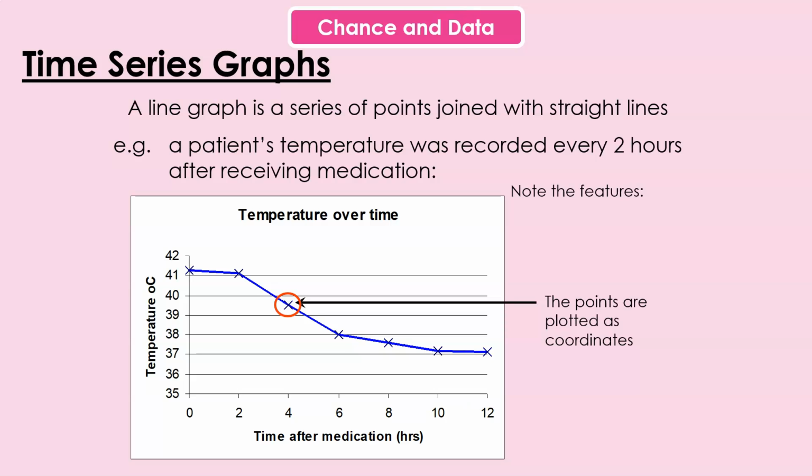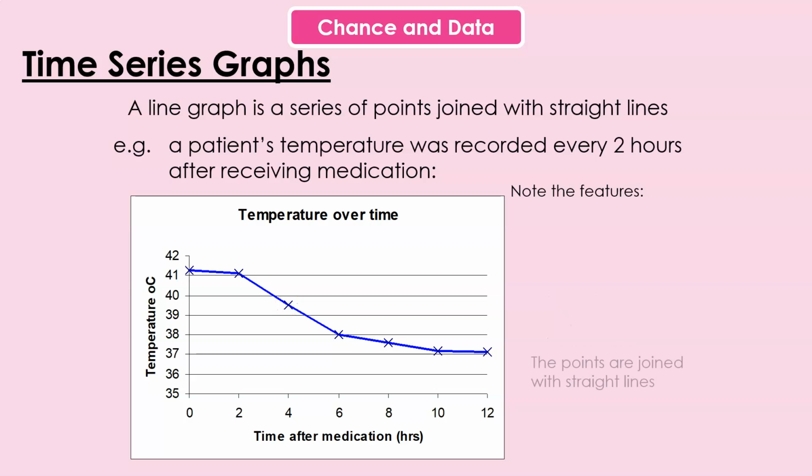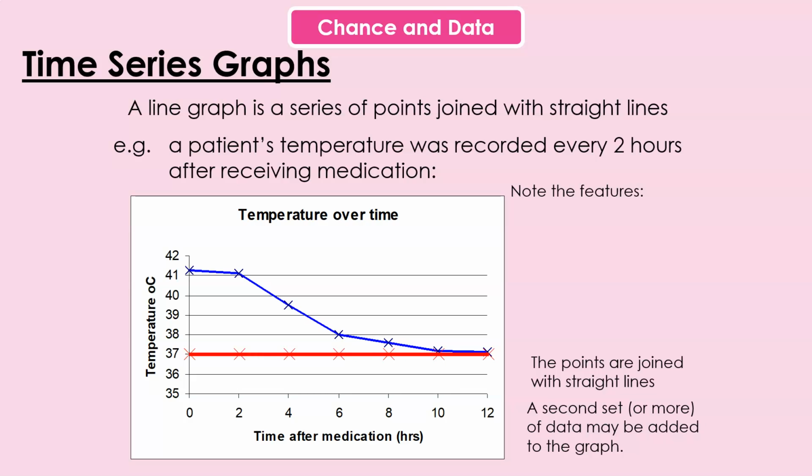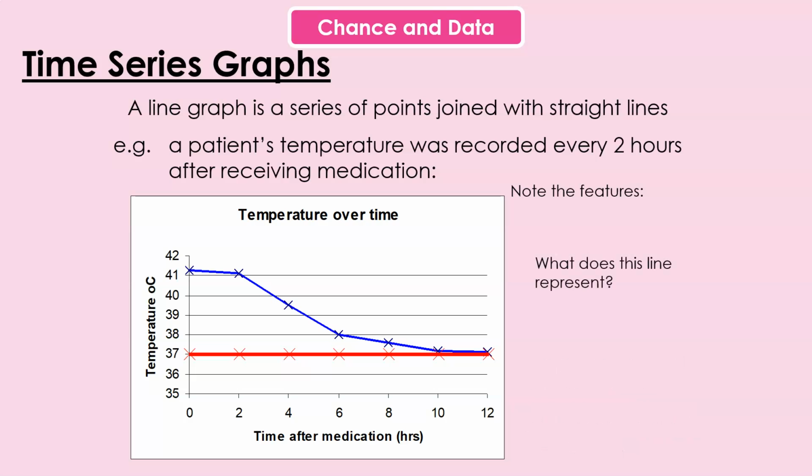The points are plotted as coordinates, so they should match up with the correct values on each of the measurements. You'll notice that they've used x's here. You could use dots, crosses, squares, whatever. And the points are joined by straight lines. Also with time series graphs, you can add another set, which is easy to do. And what does this line represent? That's right, it's the normal body temperature.